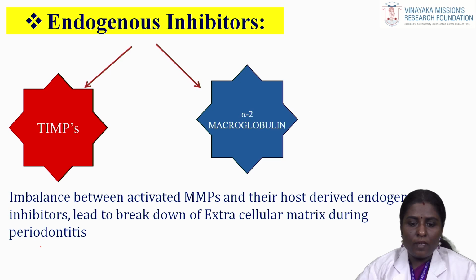So when these MMPs are activated, it leads to the breakdown of extracellular matrix and the level of TIMPs and alpha 2 macroglobulin will decrease in the disease state. But in the healthy state, TIMPs and alpha 2 macroglobulin will be at a higher level than the MMPs. This is an important point you should note when you are talking about MMPs.